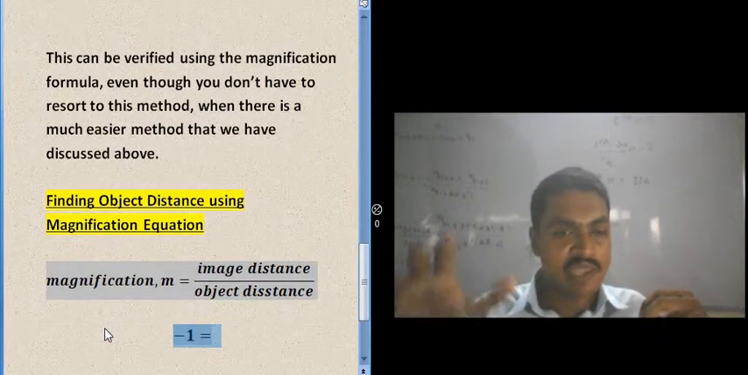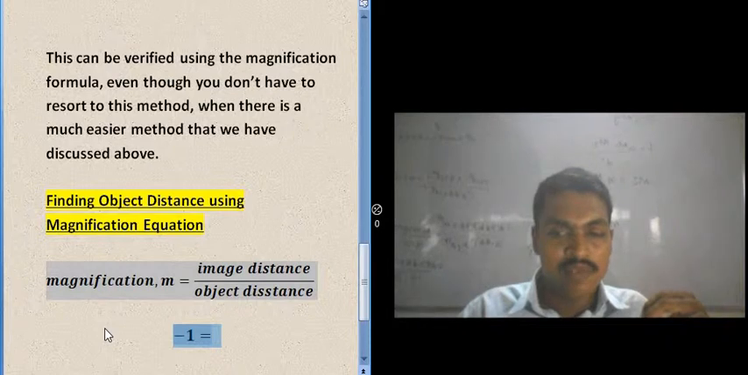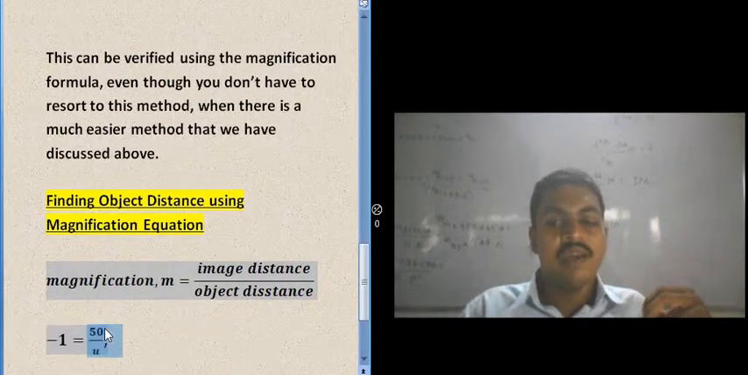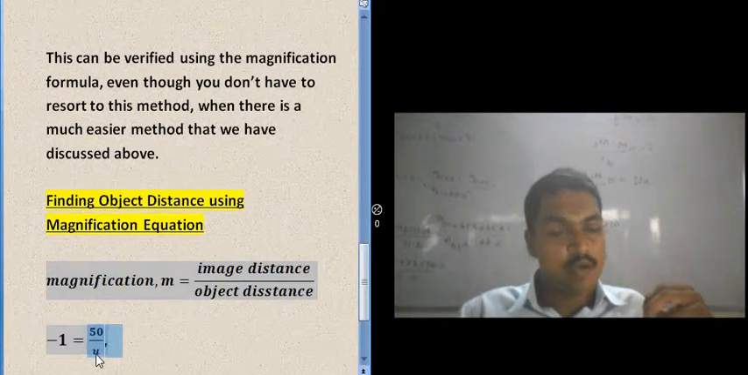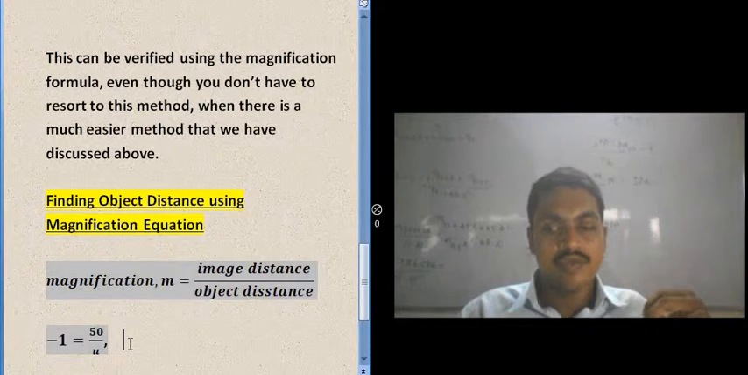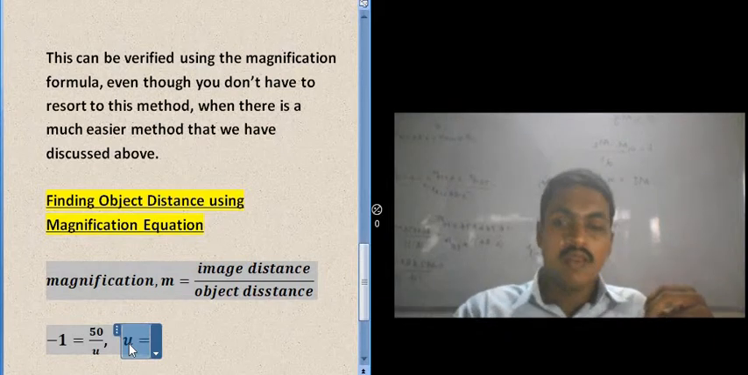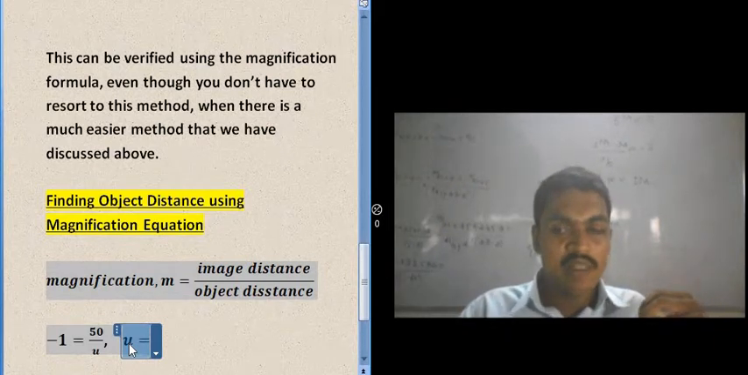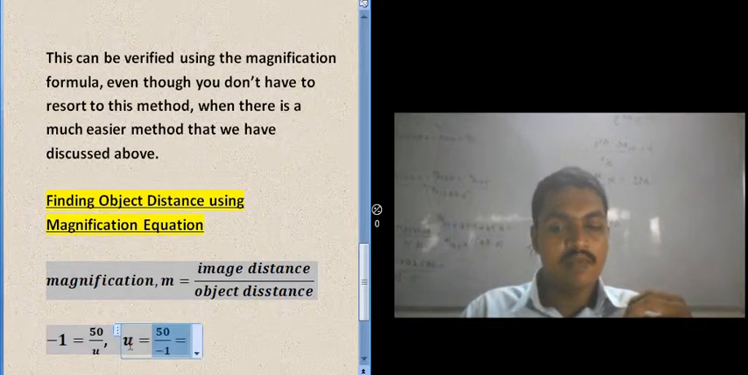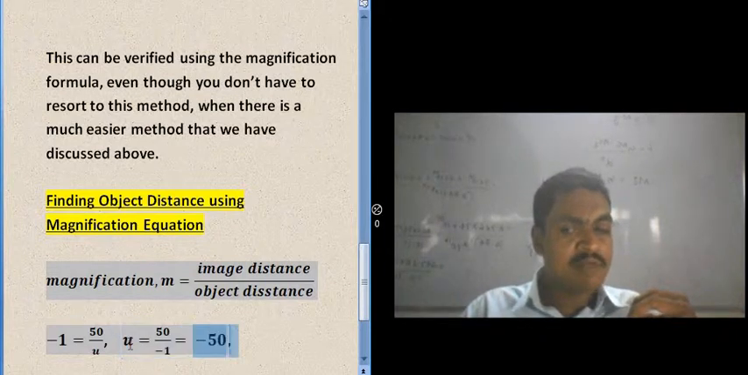So the magnification -1 equals image distance, that is 50 centimeter, divided by the object distance. We are going to assume so far we don't know what the value for u is. So in the next step we will make u the subject. So u goes to the left hand side, -1 comes to the right hand side. That means u equals 50 over -1. That means u is nothing but -50 centimeter.